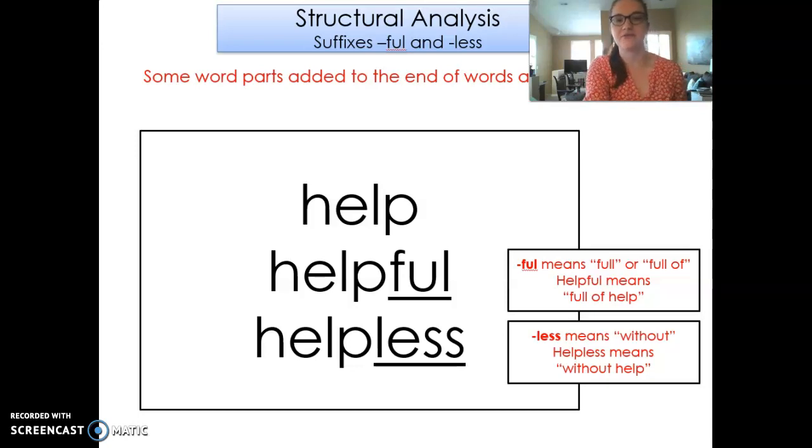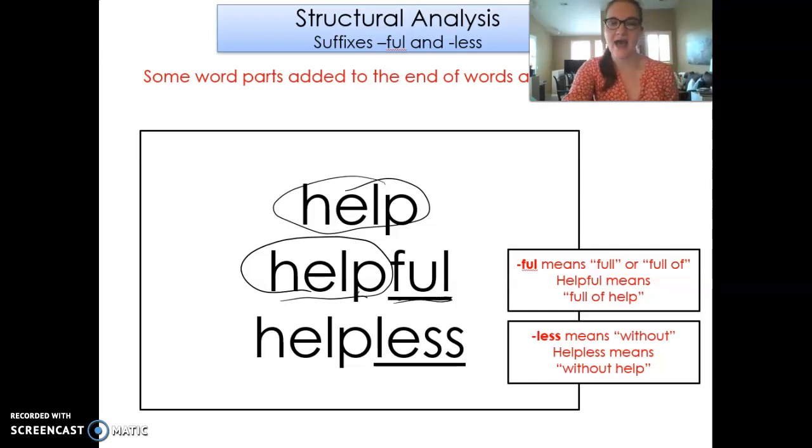So here we have the root word help. It's one of our sight words. But here we keep the help, but we've added the suffix full. So help is still here. That's the root, but the suffix full has been added. Okay, when we add full to the end of a word, it literally means that it is full of. So helpful, if you call somebody helpful, you are saying that they are full of help. Okay, that's a nice thing to think about, isn't it?